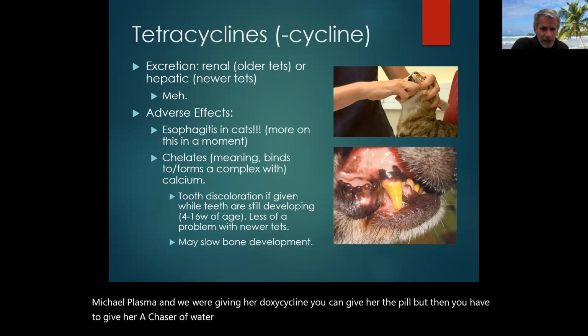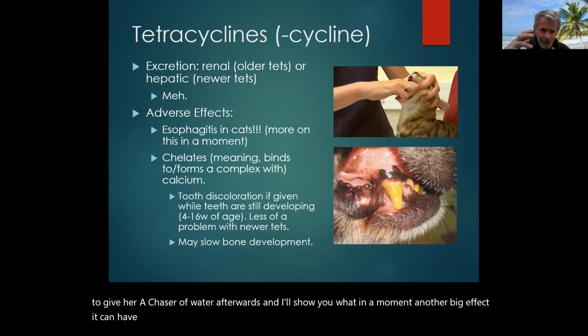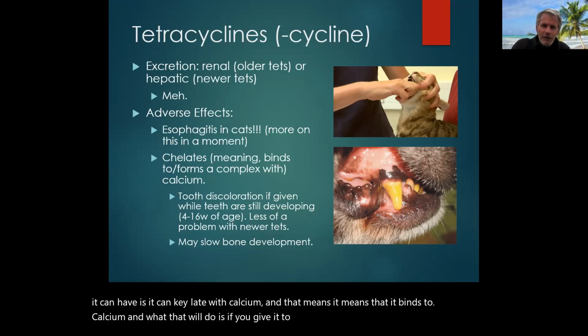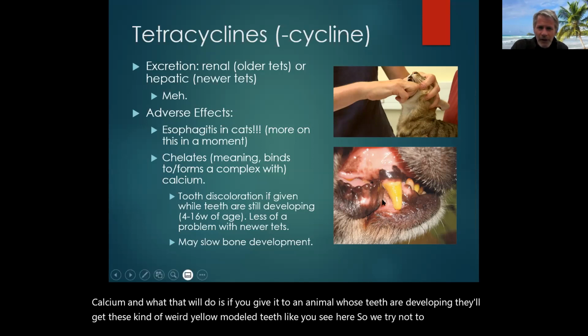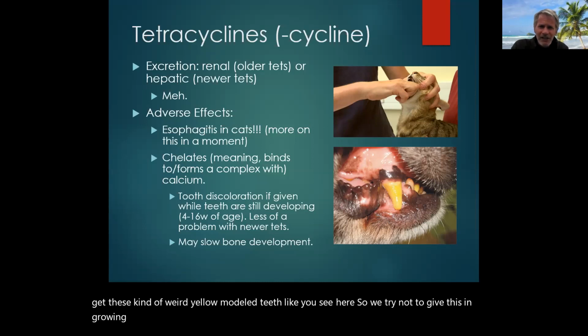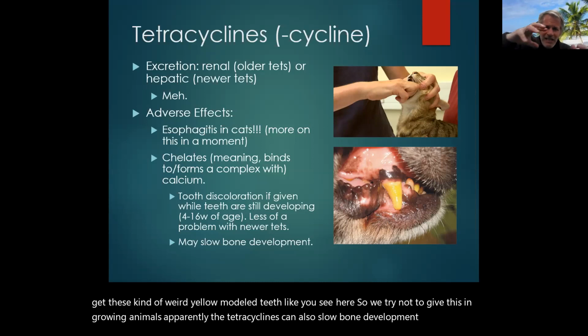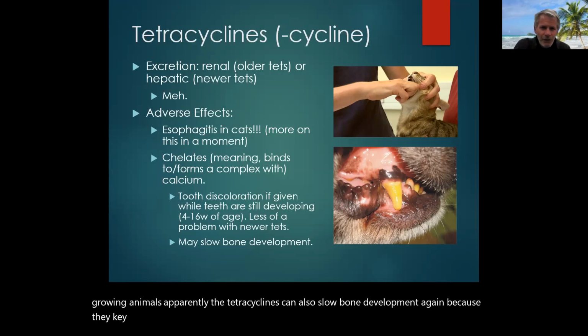And I'll show you what I mean in a moment. Another big effect it can have is it can chelate with calcium. And that means it binds to calcium. And what that will do is if you give it to an animal whose teeth are developing, they'll get these kind of weird yellow mottled teeth like you see here. So we try not to give this in growing animals. Apparently, the tetracyclines can also slow bone development, again, because they chelate with calcium.